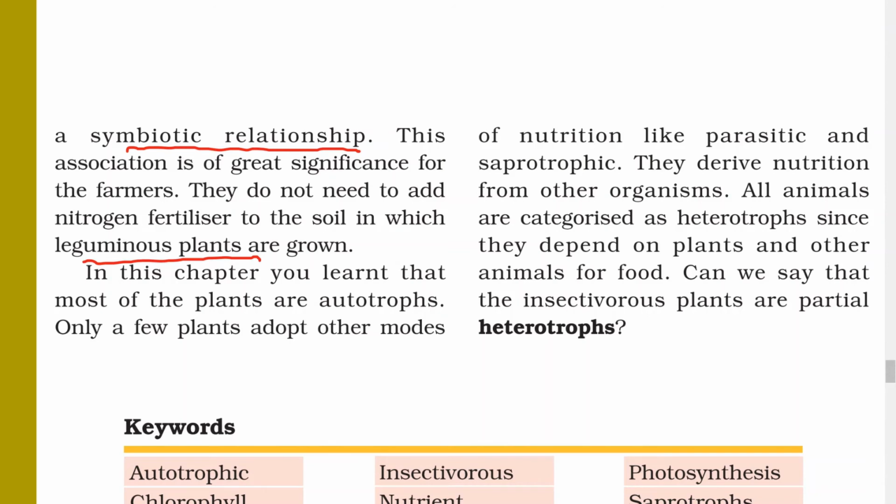In this chapter, we have learned plants are autotrophs and few plants adopt parasitic mode of nutrition and saprotrophic mode of nutrition. That is, they derive nutrition from other organisms. So all other organisms are categorized as heterotrophs.